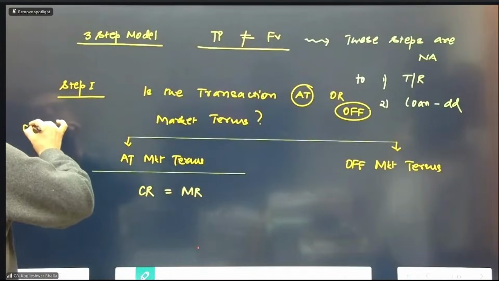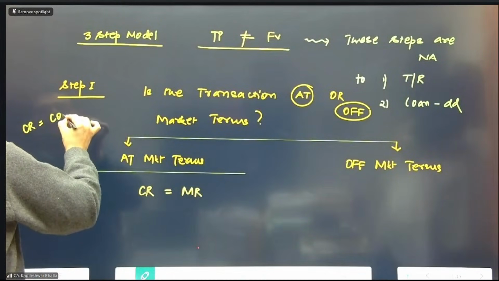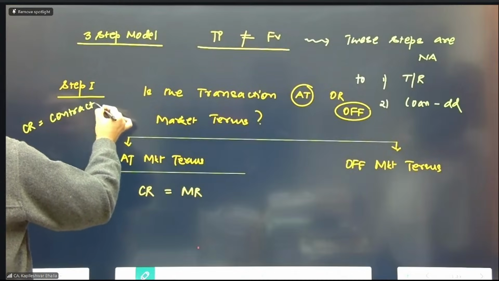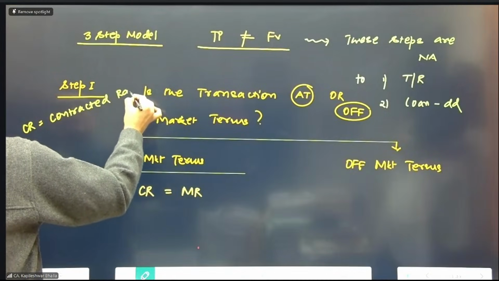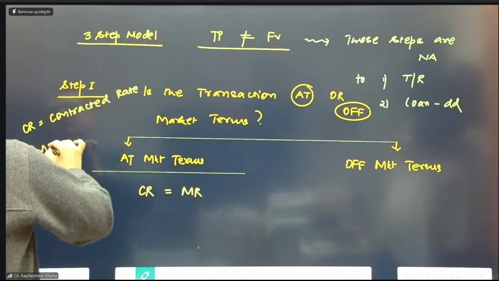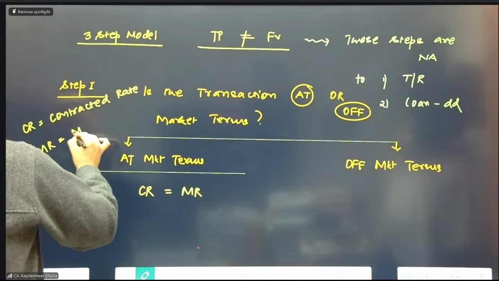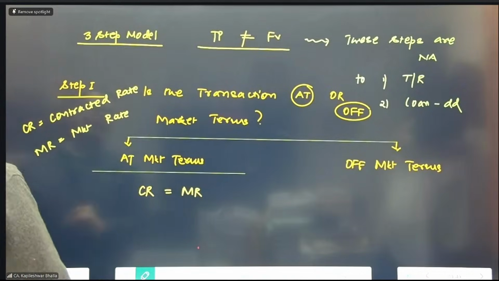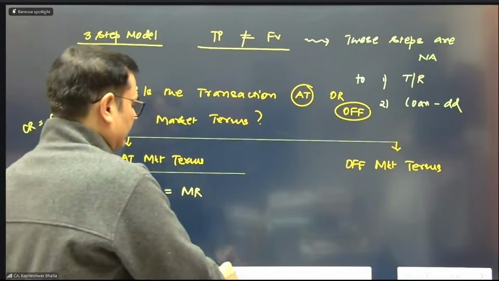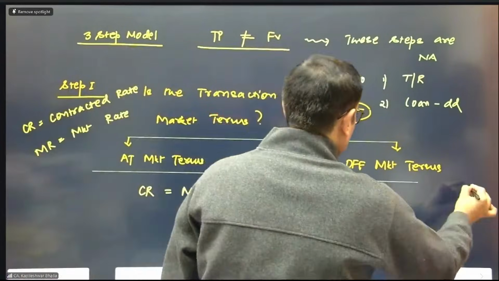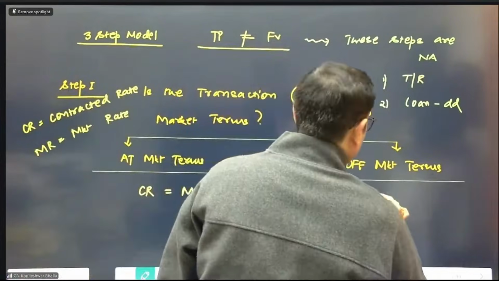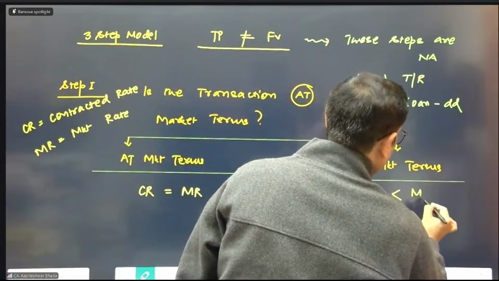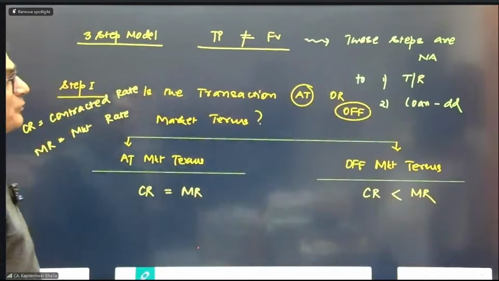Just to make a mention, the CR is the contracted rate and the MR is the market rate. And this will be very clearly given in the question. You don't need to worry about this. And in this particular case, if it is off market terms, you will see the contracted rate is definitely less as compared to the market rate.